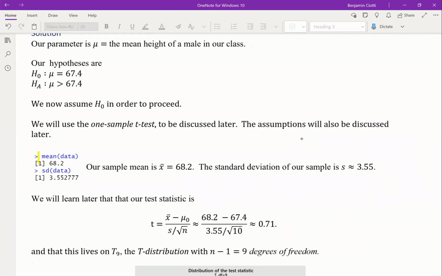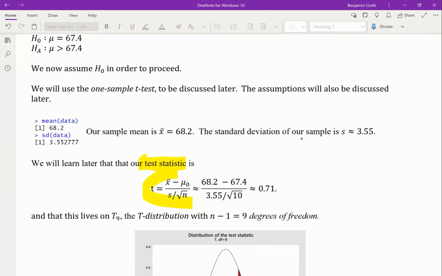Using the data in my sample, I compute the mean and the standard deviation. The mean was 68.2 inches, so taller than the global average. Standard deviation was 3.55, and as it turns out, those are what we need in order to compute our test statistic. So again, this is something I haven't taught you yet. We'll get to that, but just FYI, here's how we would do it in order to perform this test.